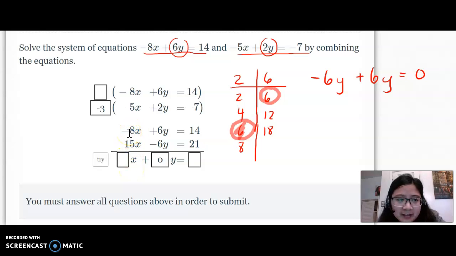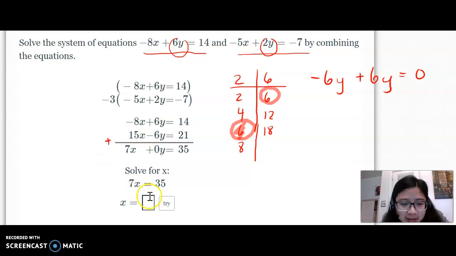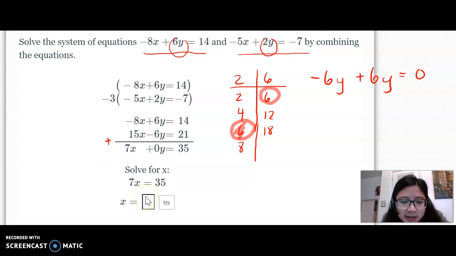So it's like I'm adding. So negative 8 plus 15, that would be 7, 7x. 6y plus negative 6y, that's a 0. And then 14 plus 21, that is just 35. And then we're going to try this. And then it's just walking us through the process.